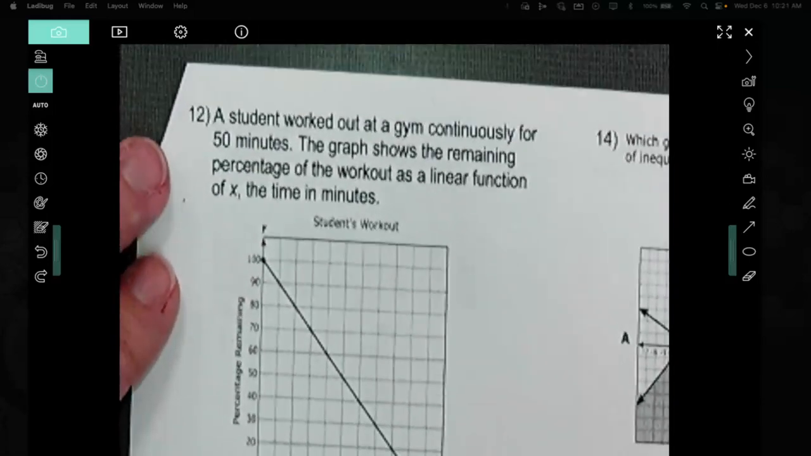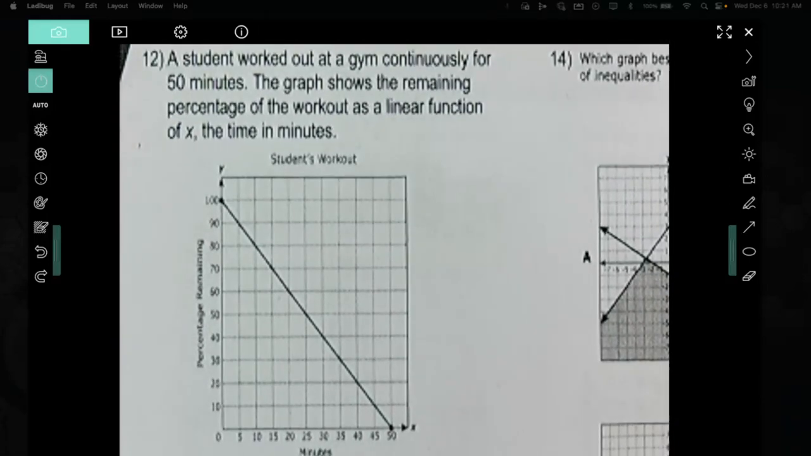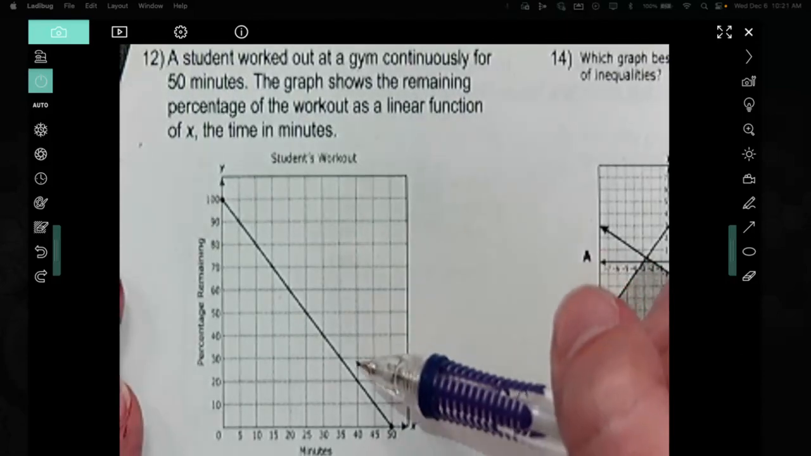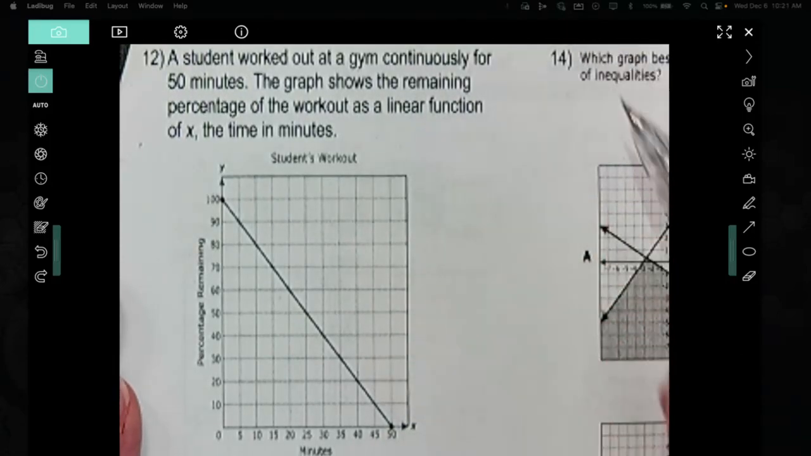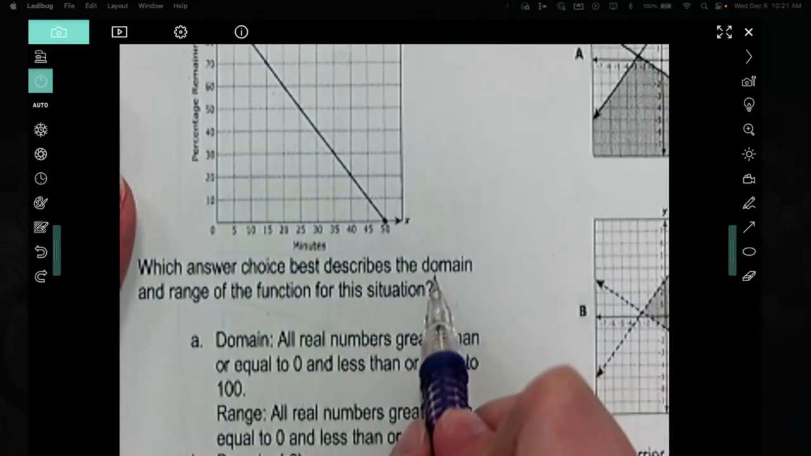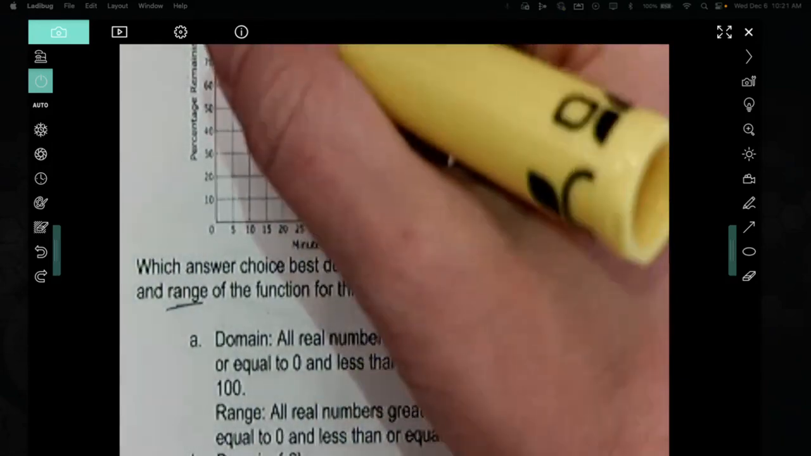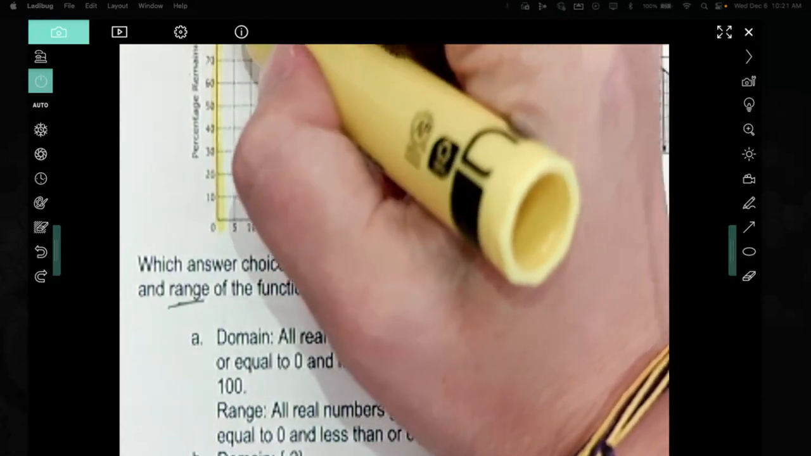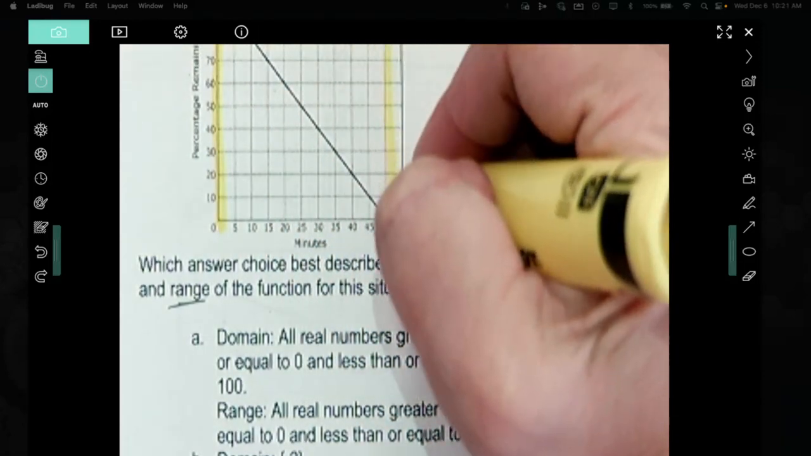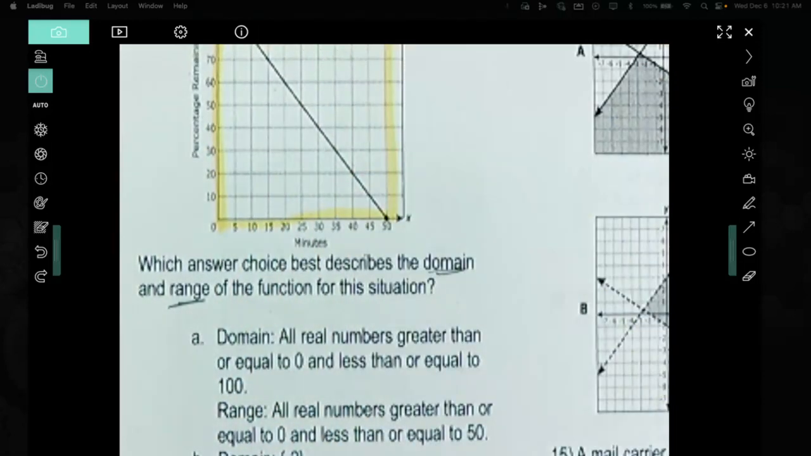Number 12, working out at the gym for 50 minutes. Here's the graph for that. This is asking about domain and range, so you could draw your window. You could use Scratchpad if you needed to. Notice these have closed circles.